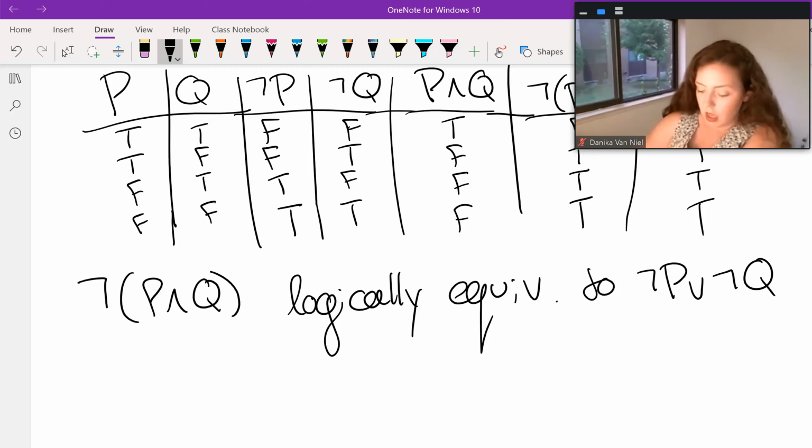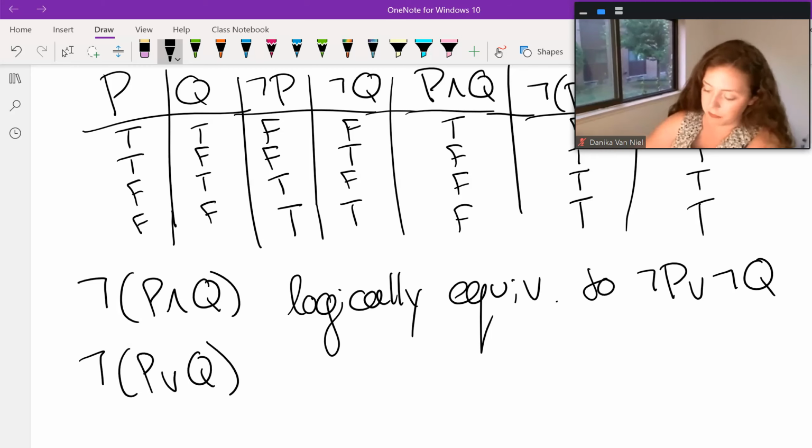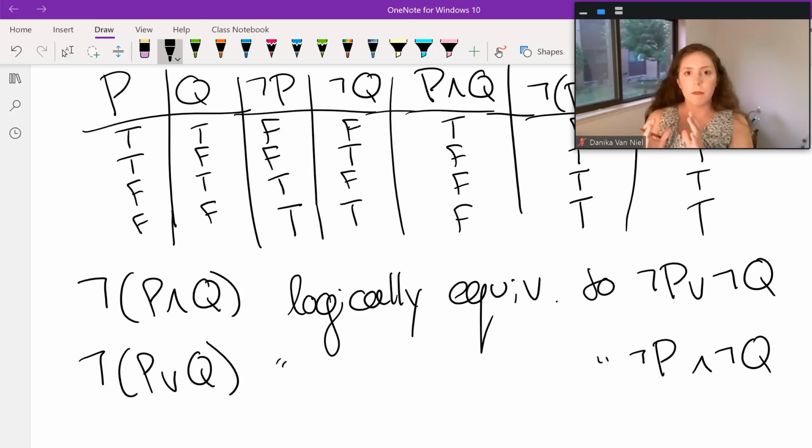Okay. Similarly, we have that not (P or Q). So that just means I'm saying the same thing as above. It's logically equivalent to not P and not Q.